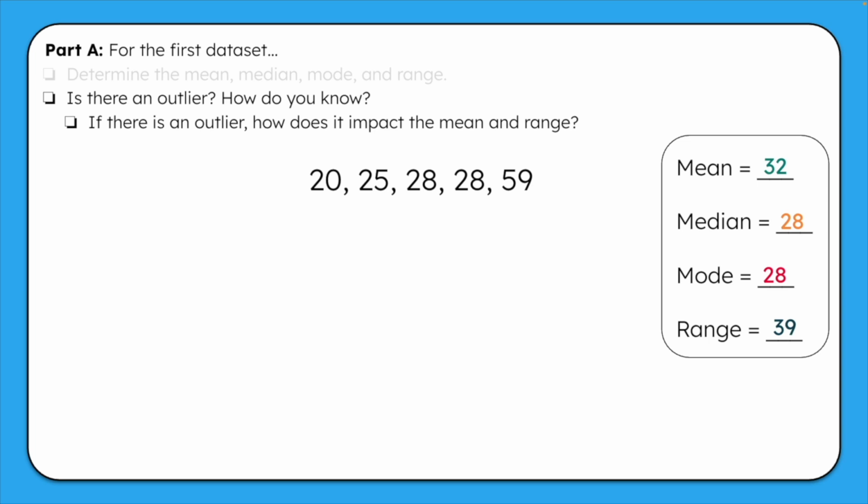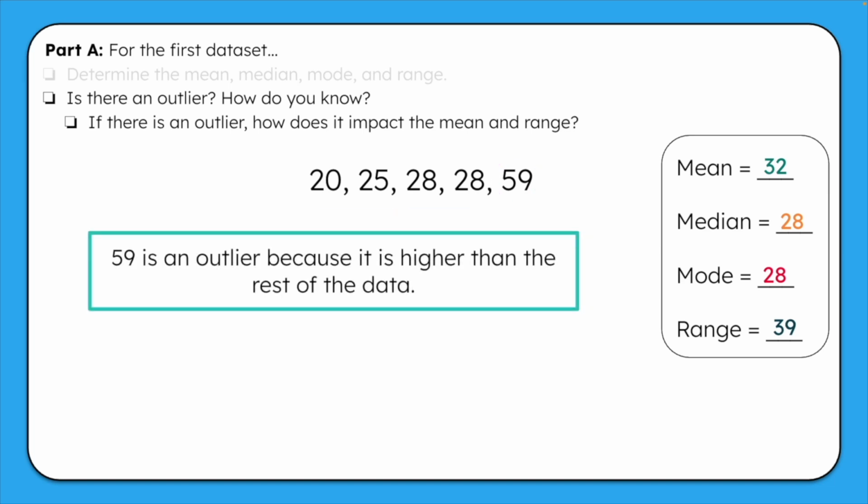Now, we need to determine if there's an outlier in the data. Remember, outliers lie outside the typical data. Most of our data is between 20 and 28. 59 is quite far away from the next highest number, 28. So, 59 is an outlier because it is higher than the rest of the data.